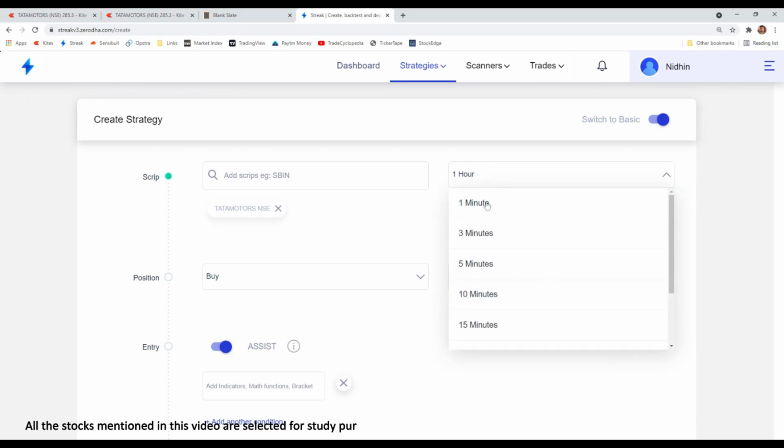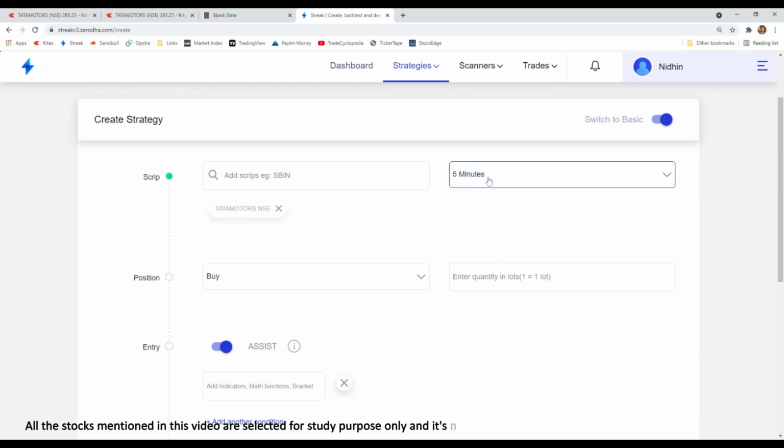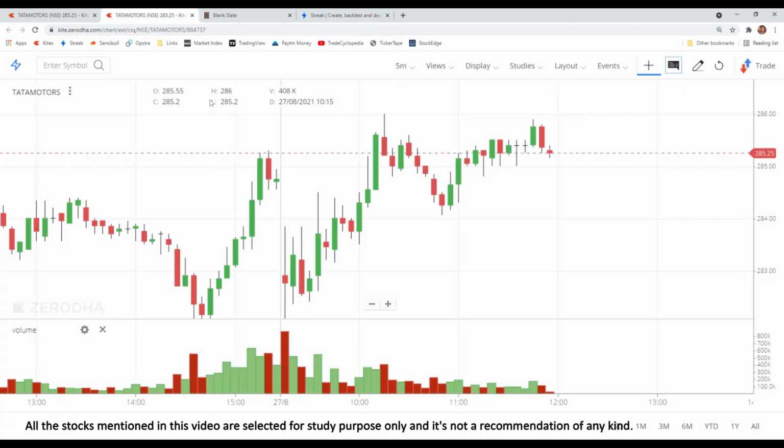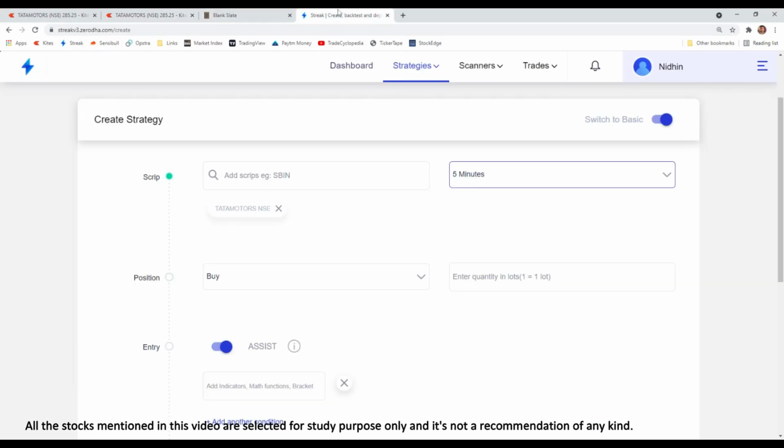I'm changing the candle to 5 minutes. This is the master candle time frame. If I select 5 minutes, then it will analyze the 5 minutes chart of the Tata Motors stock, or whatever stock is specified under the script. Position can be buy or sell, so let's say buy, and the quantity I can put anything, so I'm just putting 100.